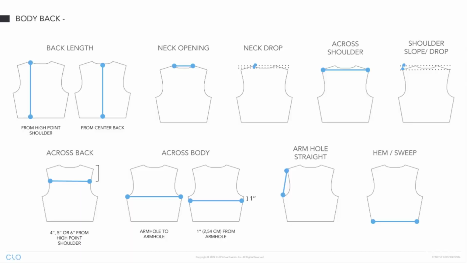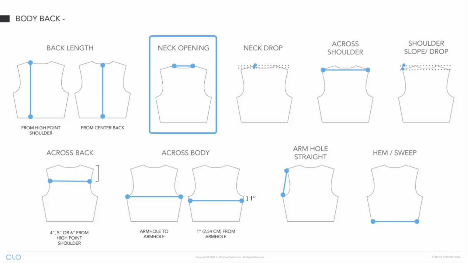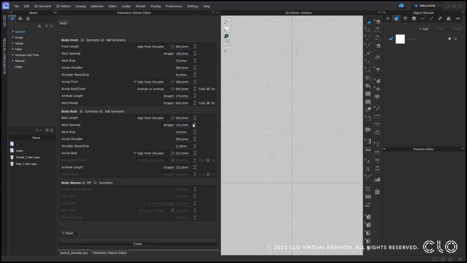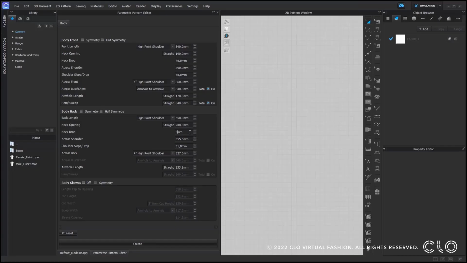And now I will start inputting the body back pattern values. For the back length, I put the same value as the front panel, which is 550 mm from the high point shoulder. And then, for the neck opening, I will use 200 mm. The neck drop of the back pattern will be 30 mm.